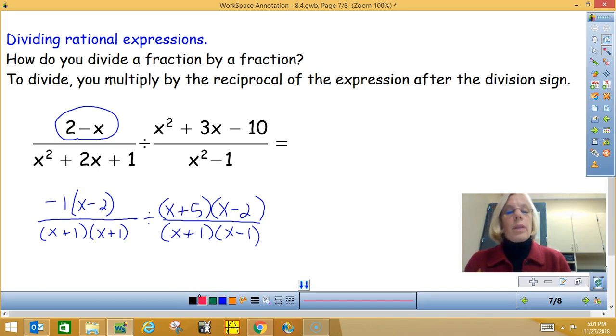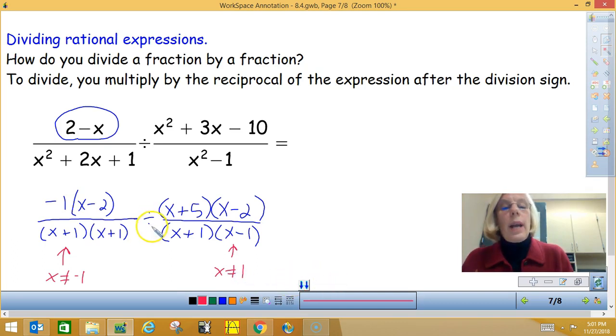Now we're going to look at our restrictions. This tells me that x cannot be negative 1. Again, x cannot be negative 1, and x cannot be positive 1. Now I'm going to handle the division sign. When you divide, I'm going to multiply by the reciprocal.